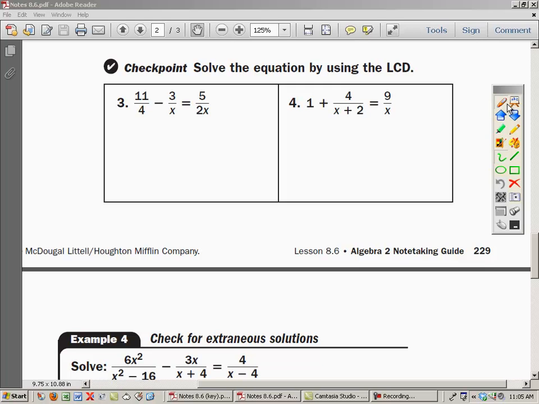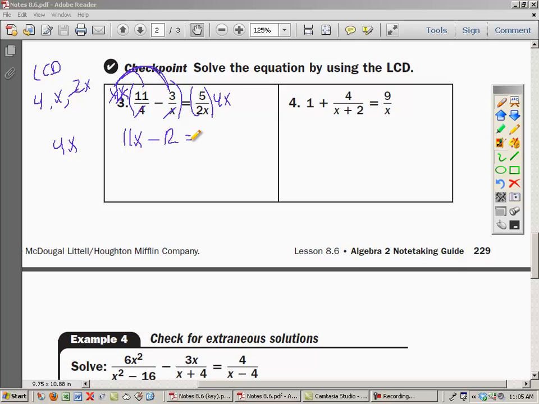All right, so example 3, we have to find the least common denominator of 4x and 2x. All right, so we need at least an x, and the least common multiple of 4 and 2 is 4. And so if we multiply every single thing here by 4x, all right, distribute. When I distribute, the 4 cancels with the 4, I'm left with 11x. When I distribute, the x cancels with the x, and I've got 4 times 3, which is now negative 12.